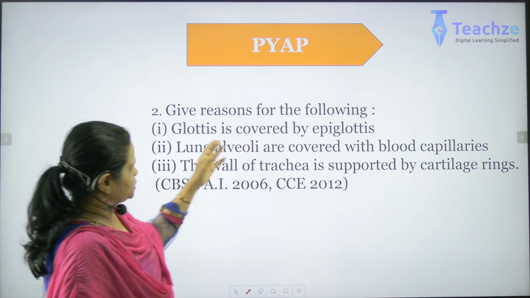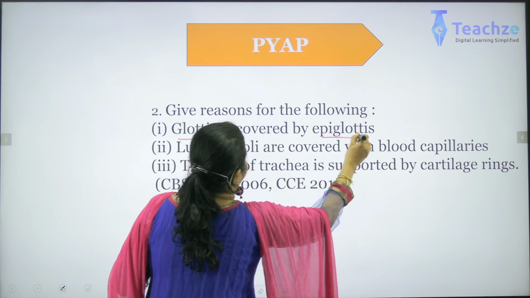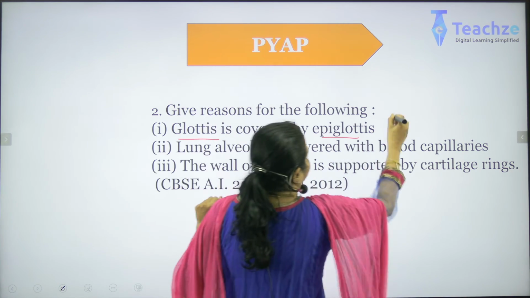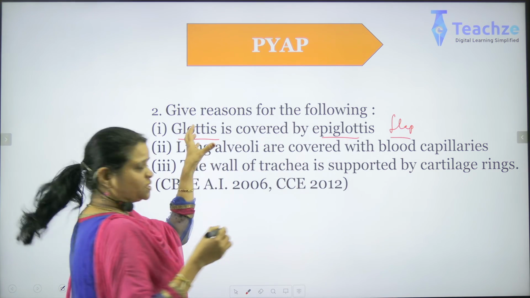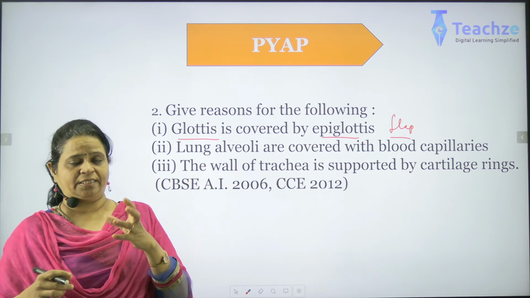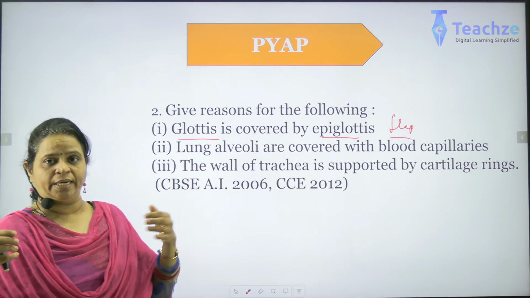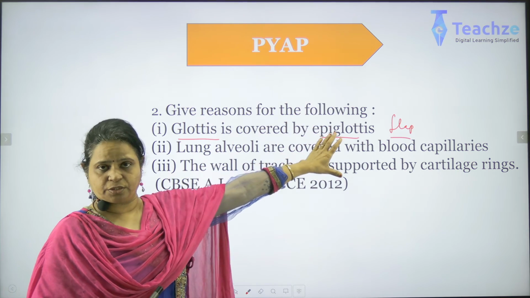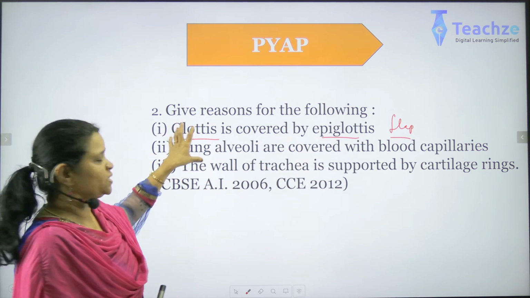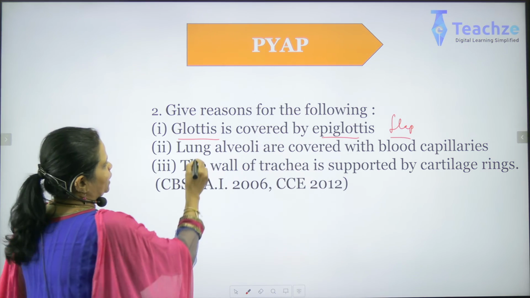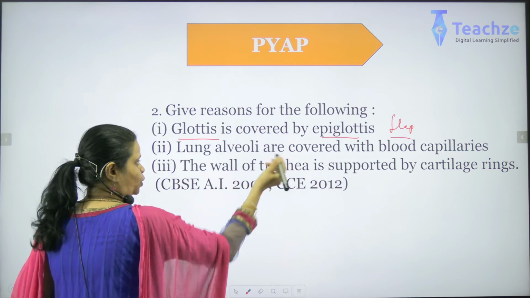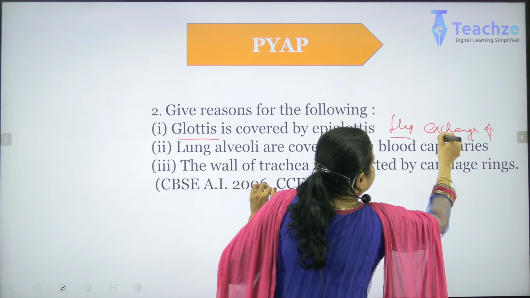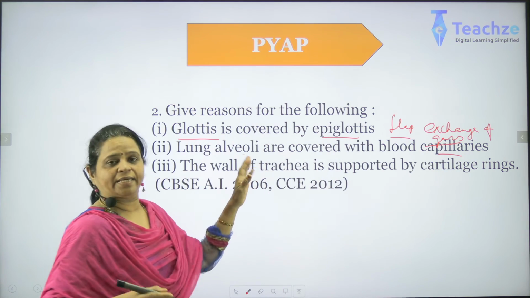Now, next one, give reasons for the following. Glottis is covered by epiglottis, because glottis is an opening and epiglottis is a flap-like structure. The glottis doesn't move when it opens into the pharynx, that is into the digestive system or into the respiratory system. It is only the epiglottis which moves because it is a flap-like structure. So only epiglottis can move, and glottis cannot move. Okay. So lung alveoli are covered with blood capillaries, obviously because you have exchange of gases here, right? So since you need exchange of gases, you need capillaries at the alveoli level.